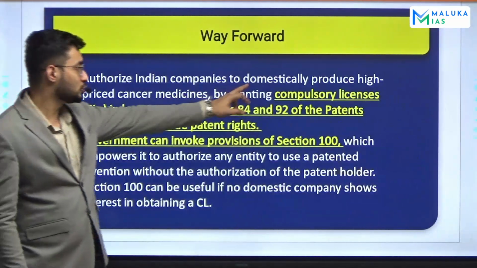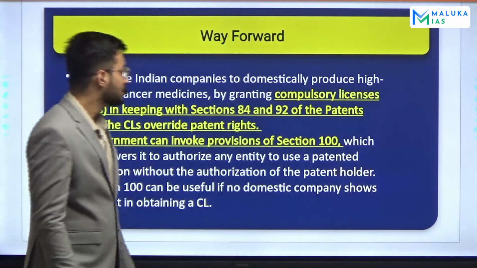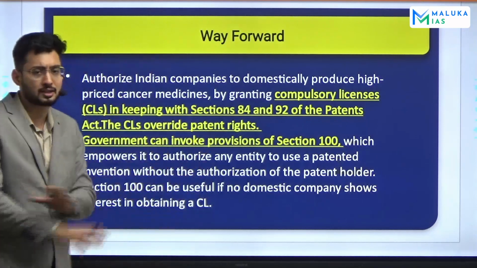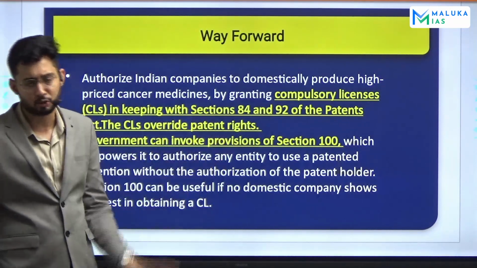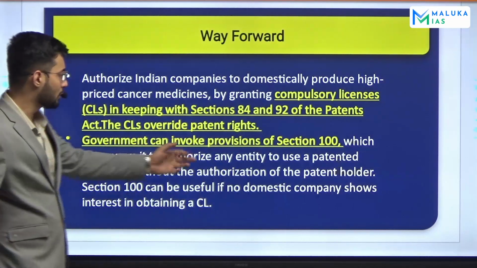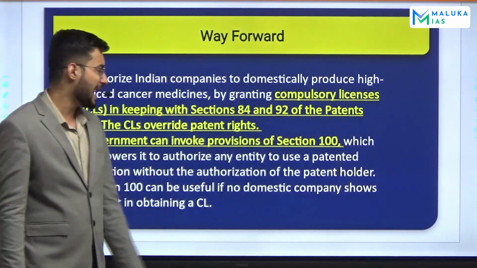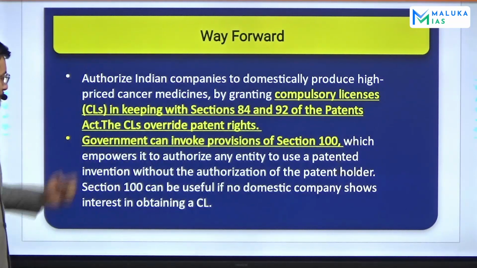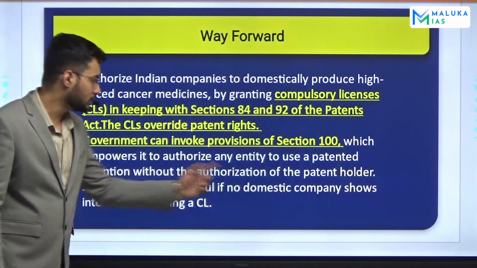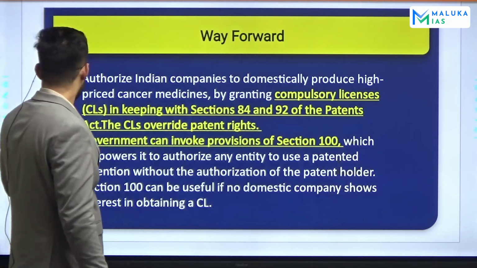Authorize Indian companies to domestically produce high-priced cancer medicine by granting compulsory licensing in keeping with Section 84 and 92. You are not concerned with Section 84 or 92; you should only know compulsory licensing. The government can invoke provisions of Section 100, which empowers it to authorize any entity to use a patented invention without the authorization of the patent holder, right? So this was it.